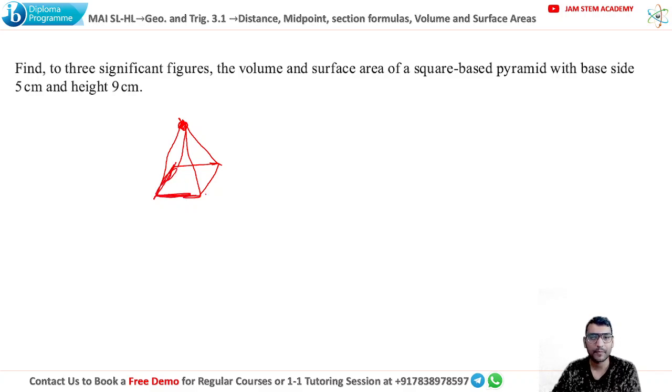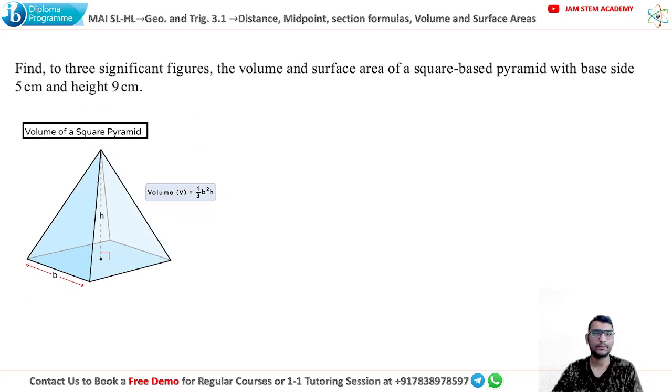Remember this, right? Side lengths are already given as 5, and the height, meaning from this top, if you drop a perpendicular on the base, that height is given as 9 centimeter. Okay, so this is the figure. Now in this problem we have to find the volume. Volume of the pyramid is given by, as I said, 1/3 of the base area times height.